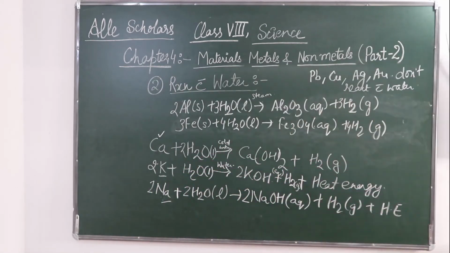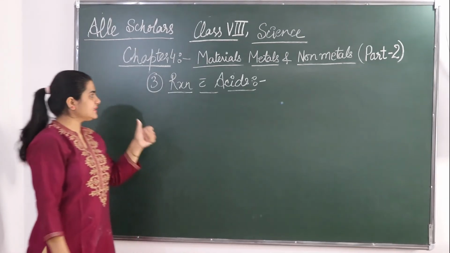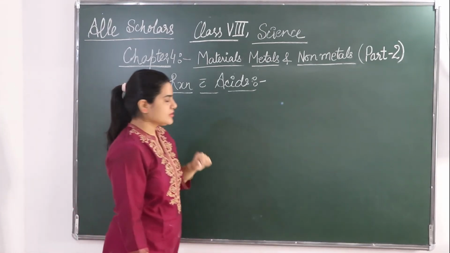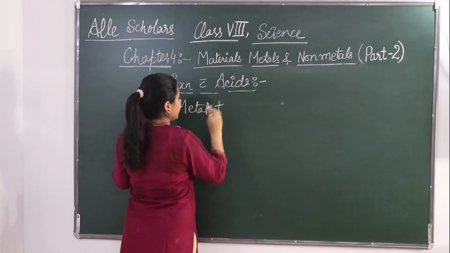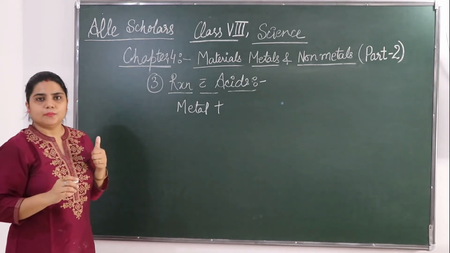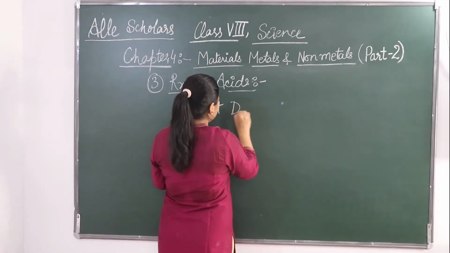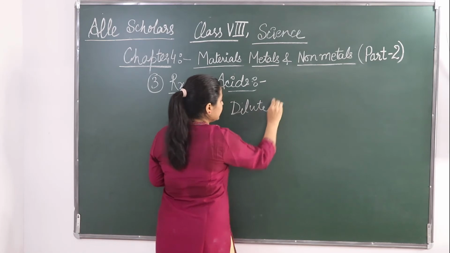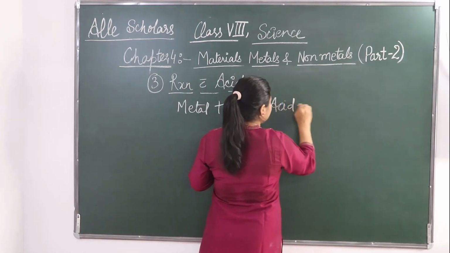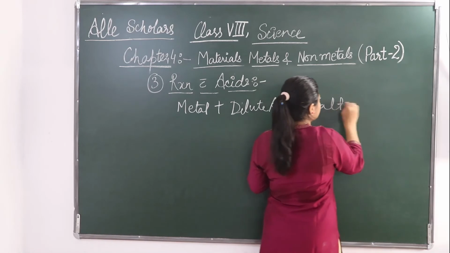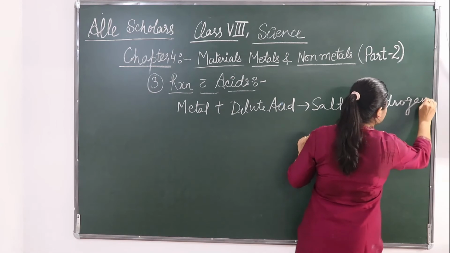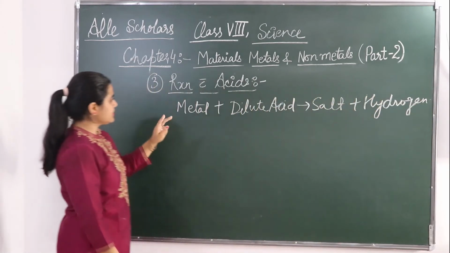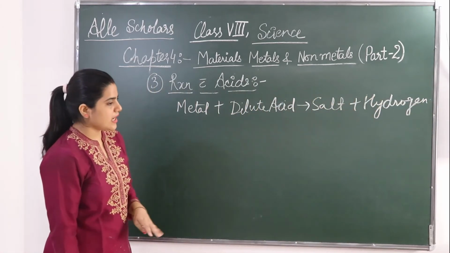Reaction of metals with water. First we will see with metals, then we will see with non-metals. Next, let's see reaction with acids. Metals react with dilute acid to give salt plus hydrogen. Okay. Metals react with acids to give salt plus hydrogen.